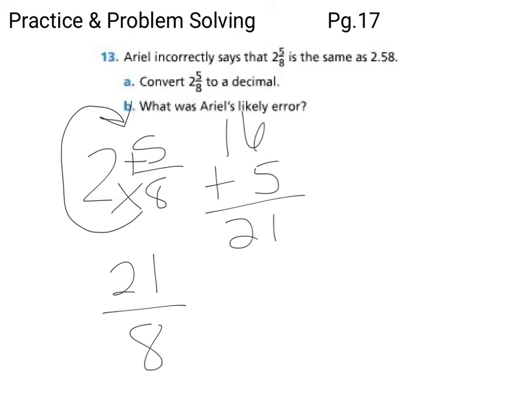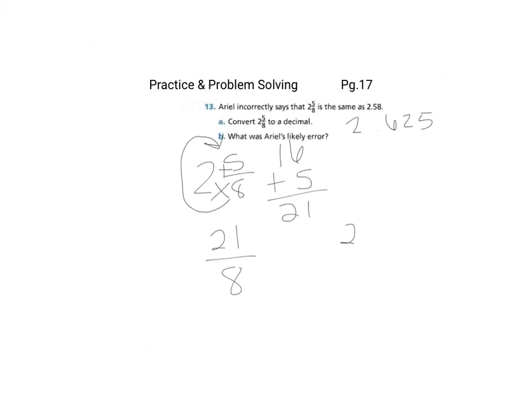So 21 divided by 8 is 2.625, not 2.58. What do you think her error was? It looks like to me she took the 5/8 and just made it a decimal. So she had 2 and 5/8 and she made it 2.58. So she just incorrectly made this a decimal instead of doing it the correct way.